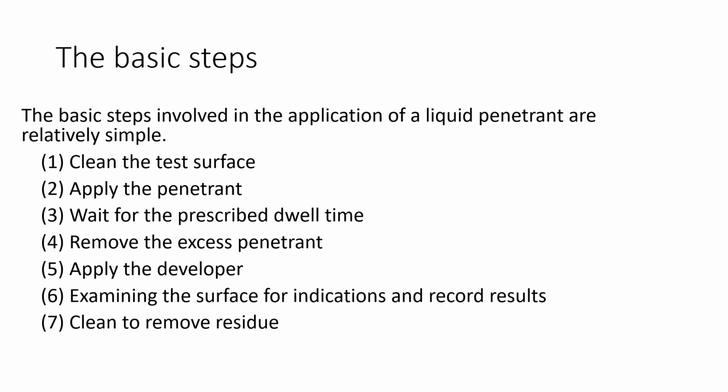So the basic steps of this process are, one, we're going to clean the test surface. We'll get out some kind of cleaner, some kind of acetone or industrial cleaner, and clean the surface. Then we're going to apply the penetrant. In the ones we're talking about right now, we're just going to spray it on there. But we can put it on with a brush, or we could dip it in a big container of penetrant. And then we spray it on.